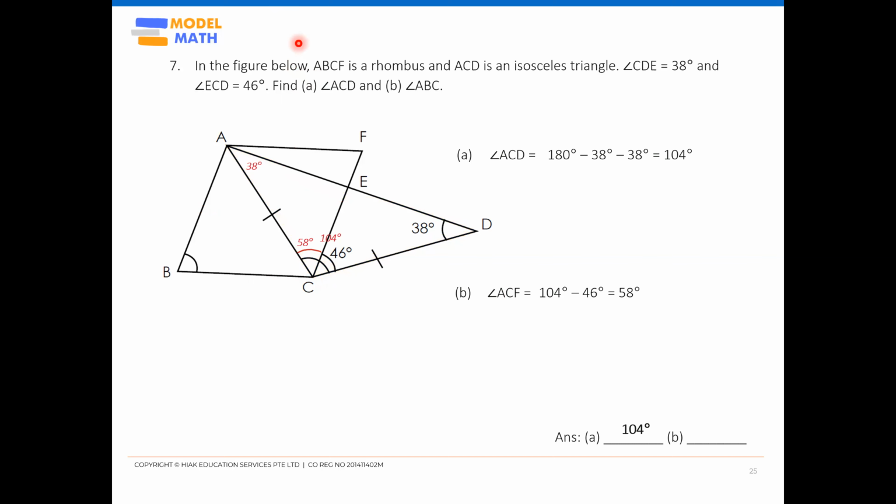Now the next thing is, how do I go about continuing from here? Once I know this 58 degrees lies here, you can actually make use of the parallel sides to your advantage, the Z shape, the Z property. So you see, this 58 degrees, if I were to highlight the Z property, I realize that this and this angle will be the same. So if this is 58, this angle here will also be 58 degrees.